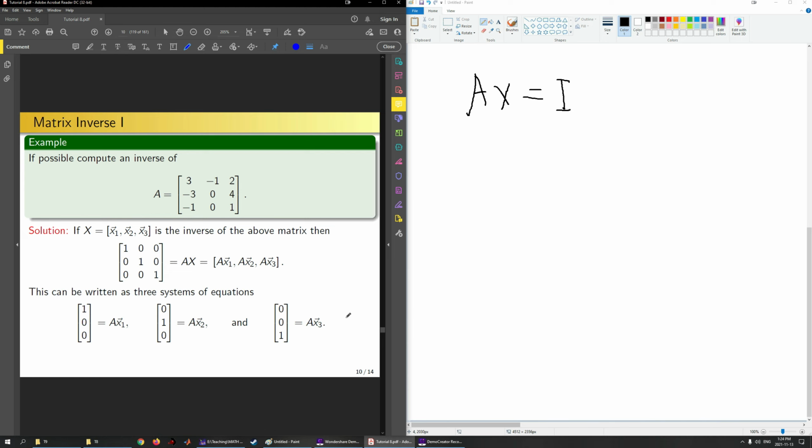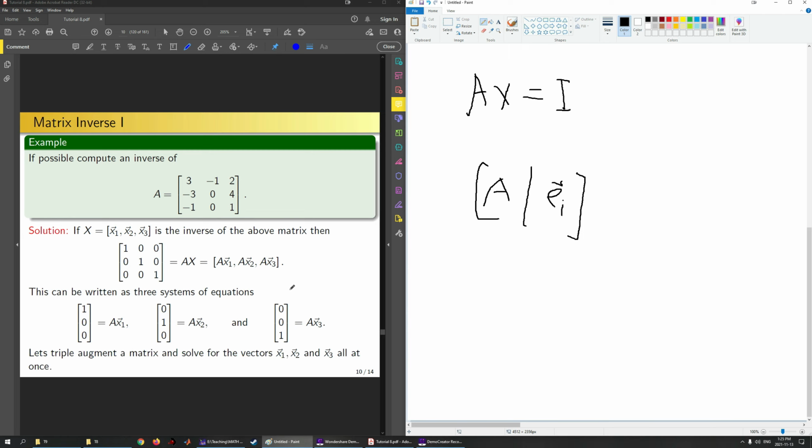Okay, so now I ultimately want to solve this system, and I really don't want to go through and take my A and augment it with each one of these e sub i's and solve this 3 times for this case. In particular, if this was a really big matrix, say 5,000 by 5,000, I don't want to solve 5,000 systems. So a way I can systematically make this a little bit easier is to triple augment a matrix and solve for each one of these vectors all at once.